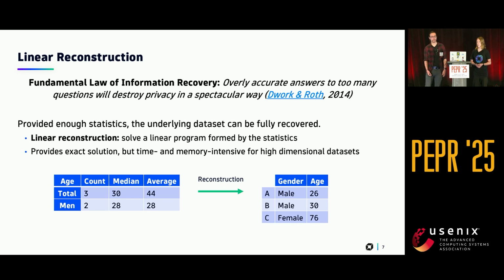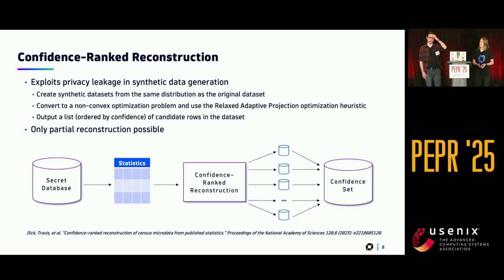These linear programs can be solved for an exact solution given enough constraints, or in the context of reconstruction attacks, enough statistics. The problem with this approach is that the linear programs can be quite large for realistic datasets, which means that this may be computationally infeasible. So let's have a look at a different type of reconstruction, namely the confidence rank reconstruction.